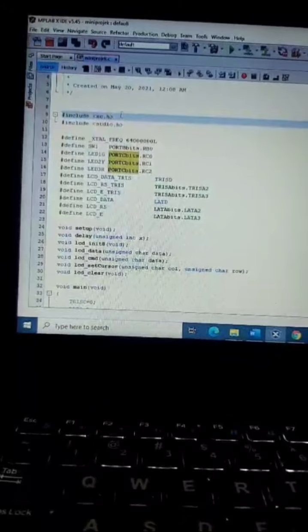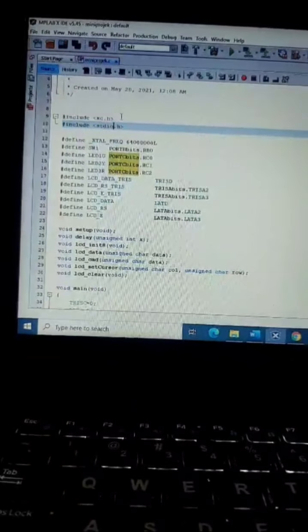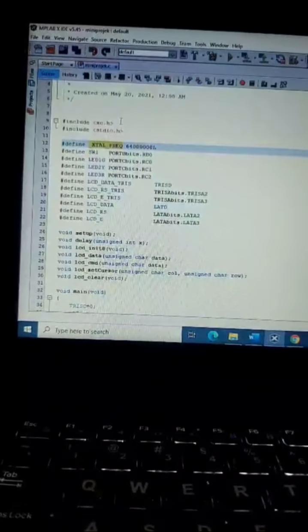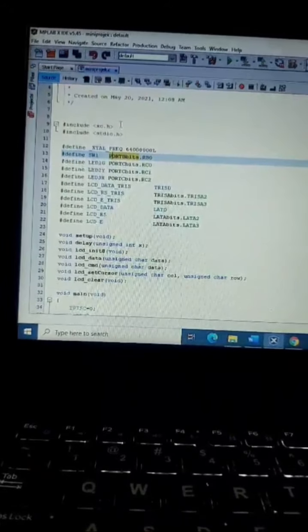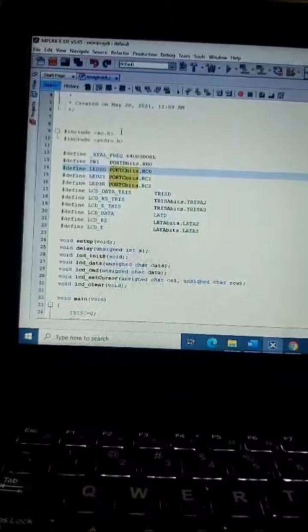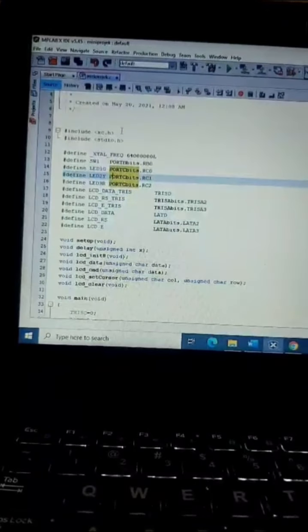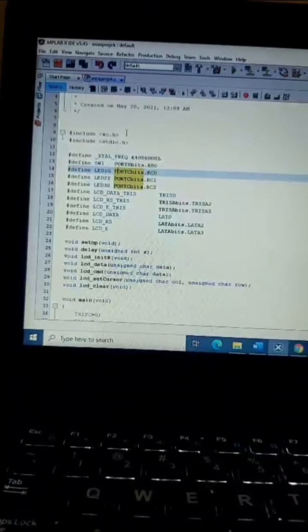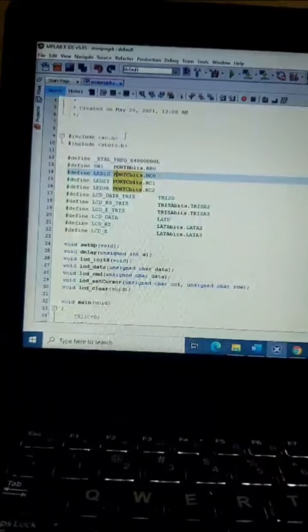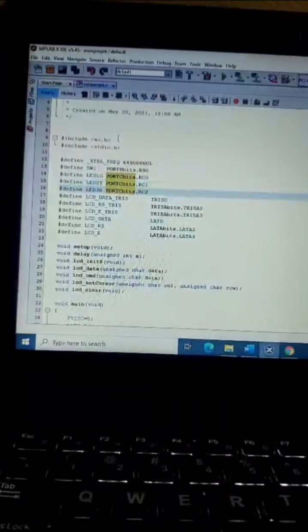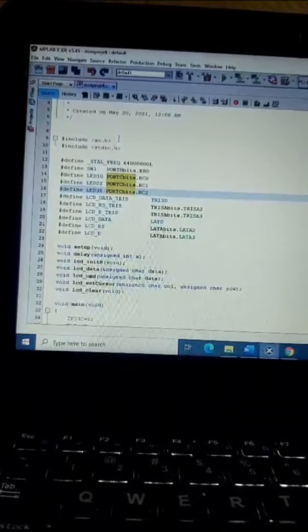Okay, first of all, include xc.h, this is the compiler header, include stdio.h, also a compiler header, and the crystal oscillator's frequency is 64 megahertz. Switch 1 is placed at the port B bits, which is RB0, and we used 3 LEDs: LED 1 green, LED 2 yellow, LED 3 red. These 3 LEDs are placed at port C. LED 1 green is at port C bit RC0, LED 2 yellow is at port C bit RC1, and LED 3 red is at port C bit RC2.